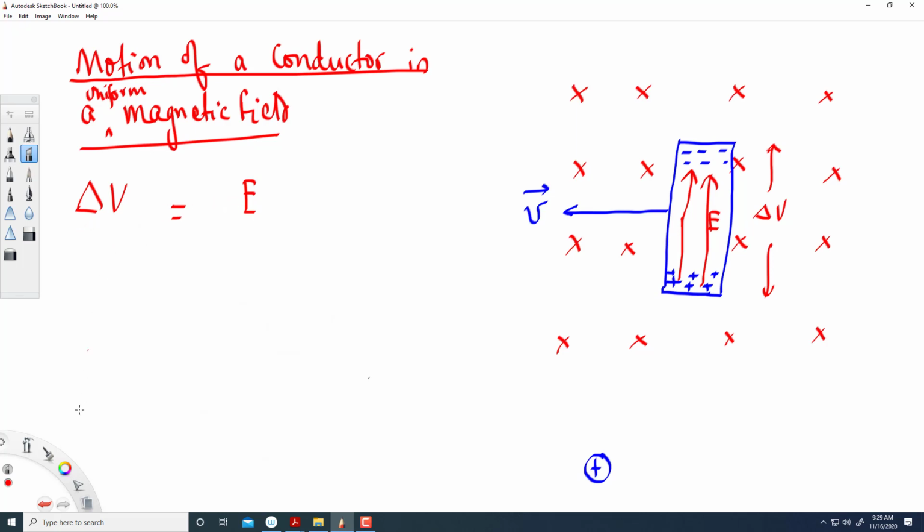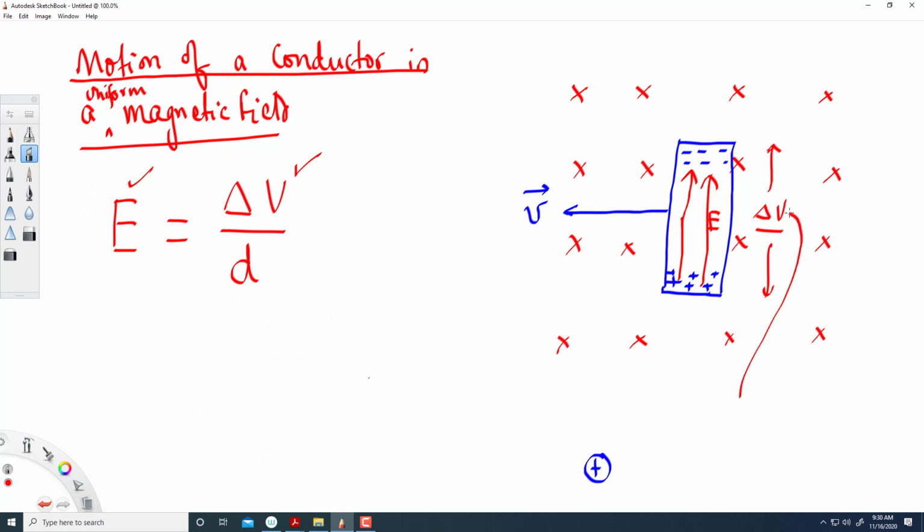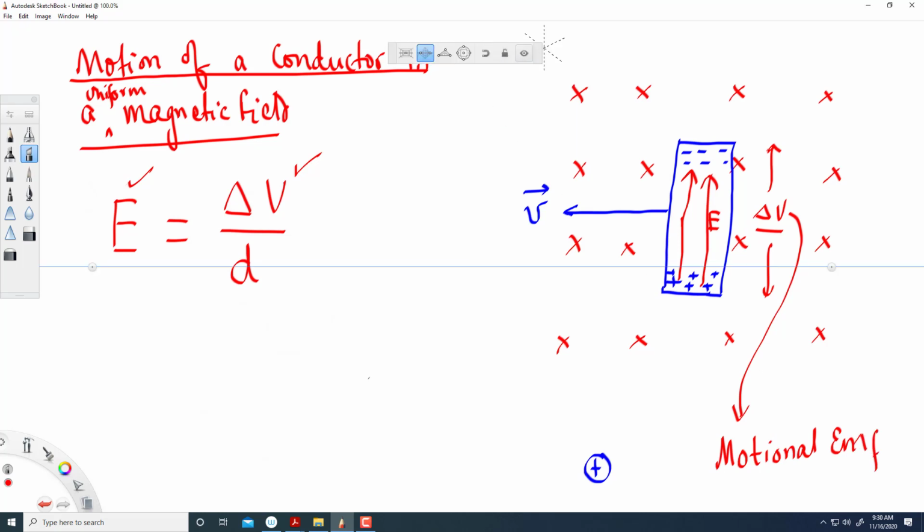E is given by delta V over D. That's the relationship. That's why if there is delta V, there is E, and if there is E, there is delta V. Because there is separation of charge here, we have delta V here, and that means there is also E, and E always points from positive to negative. This delta V is called motional EMF. EMF is the same as potential difference.